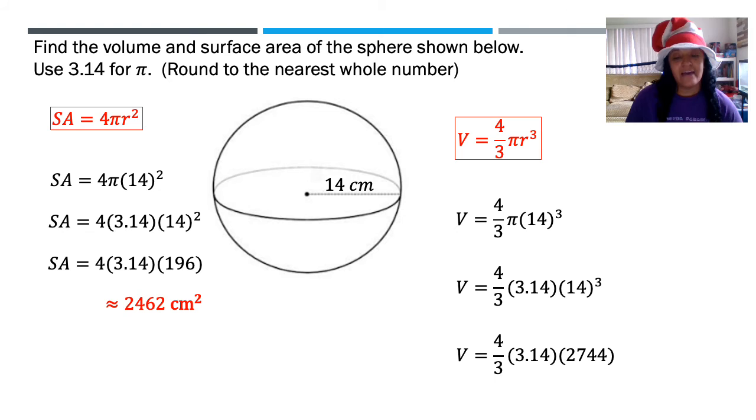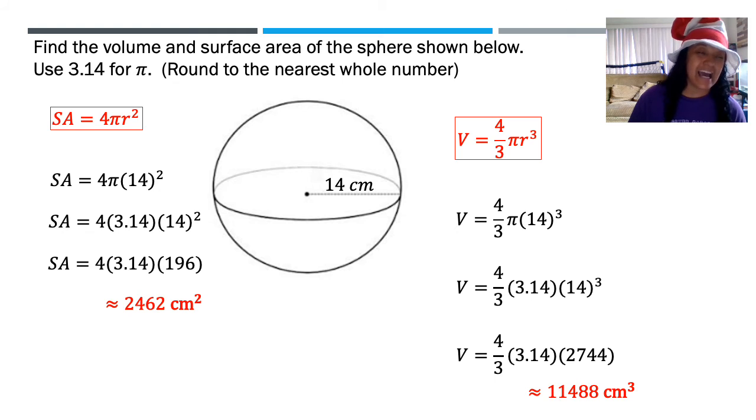Final step, I would multiply the entire top row, then divide by 3. So then we can get our 11,488 centimeters cubed. Remember, we're cubing these units. Perfect, guys. We own it.